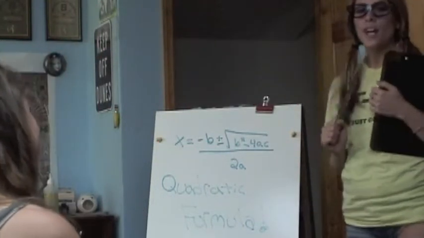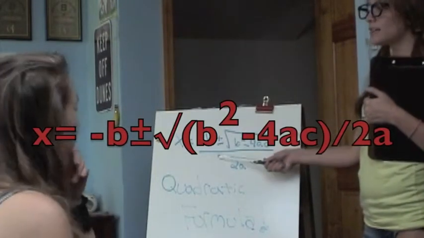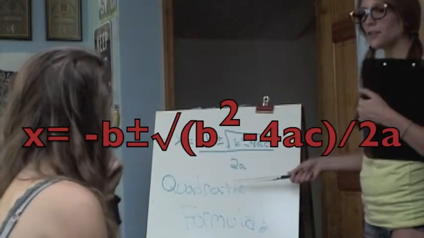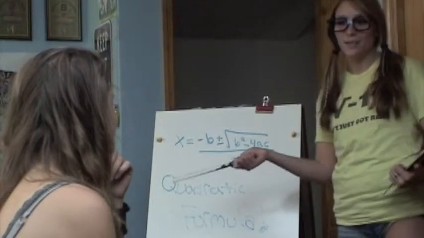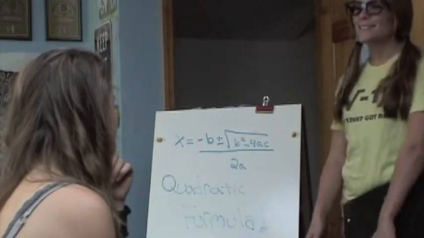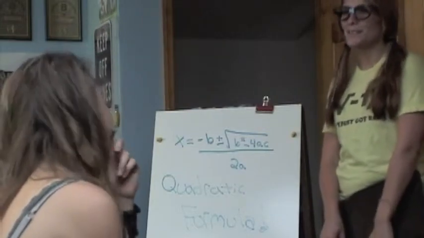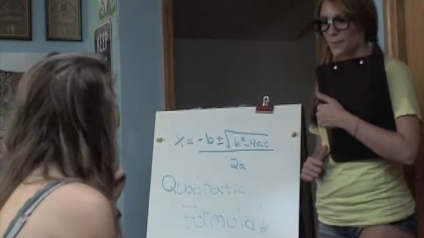Now, the quadratic formula is x equals negative b plus or minus the square root of b squared minus 4ac all over 2a. To remember this, you can use the Happy Little Ice Cream Man song. x equals negative b plus or minus the square root of b squared minus 4ac all over 2a. Quite like that one.